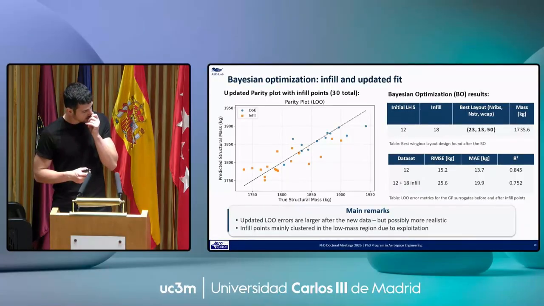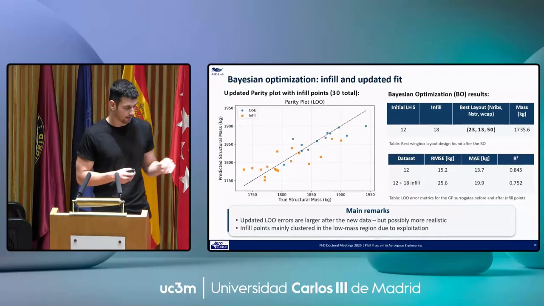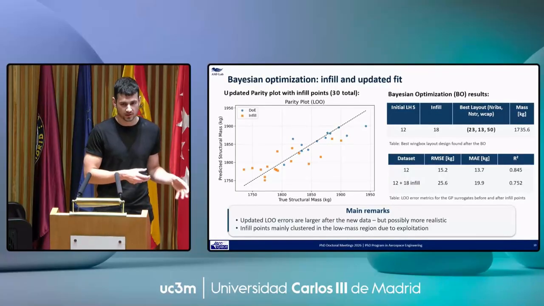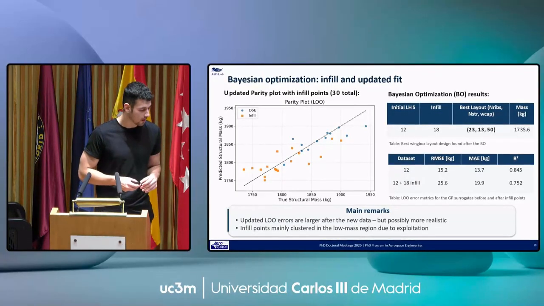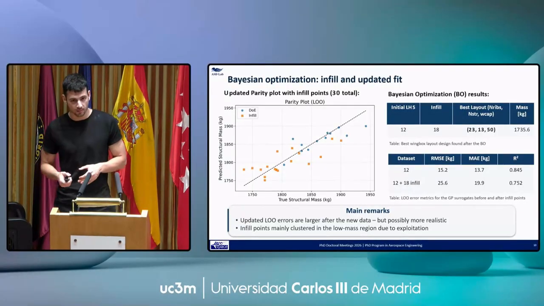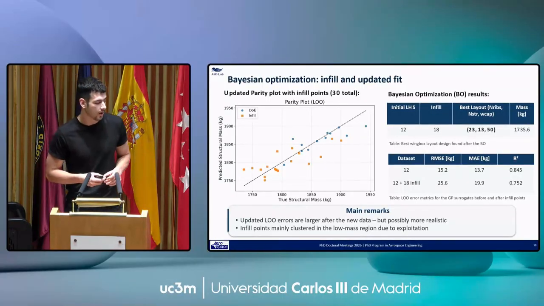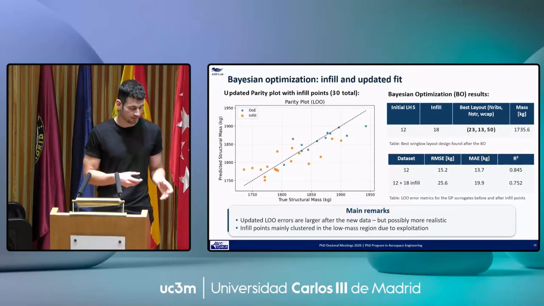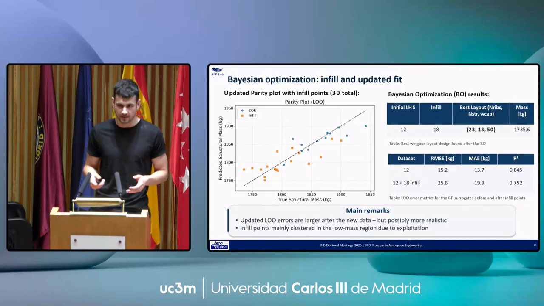Now, I would like to make two quick remarks. The first one being that the orange points, the new points, are mostly clustered towards the low mass regions as expected. And the second one is that the updated errors are actually larger than before, which was something that we kind of expected because the previous model was overconfident, and I believe that this is a more realistic error estimate.